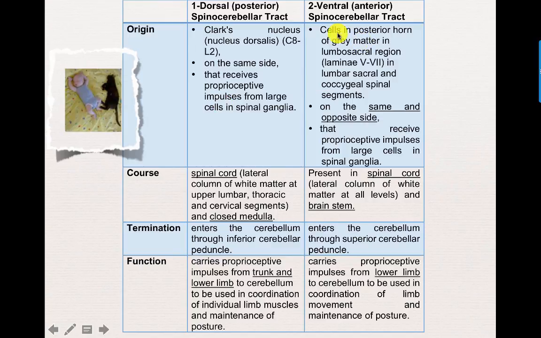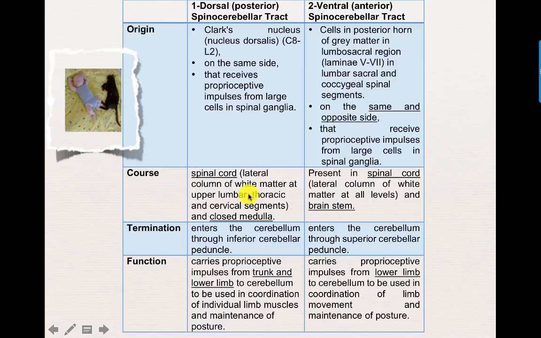On the other side, here the cells in the posterior horn in the lumbosacral regions, lamina 5, 6, 7, in the lumbar with sacral and coccygeal. So it starts from lower down, and it passes from the same side to the opposite side and carries proprioception. Also, this is one common feature: the first order neuron in both is the same, which is the larger cells in the posterior root ganglion.